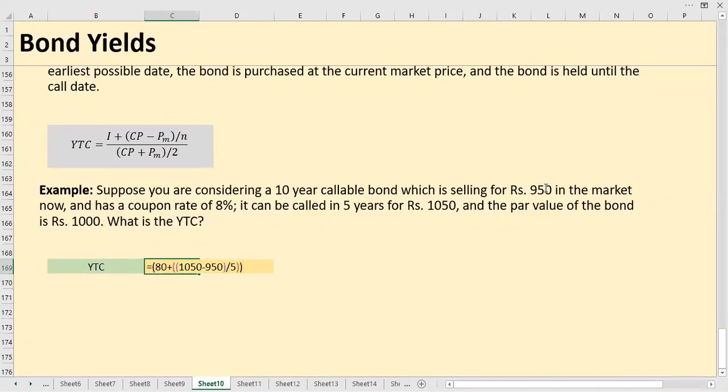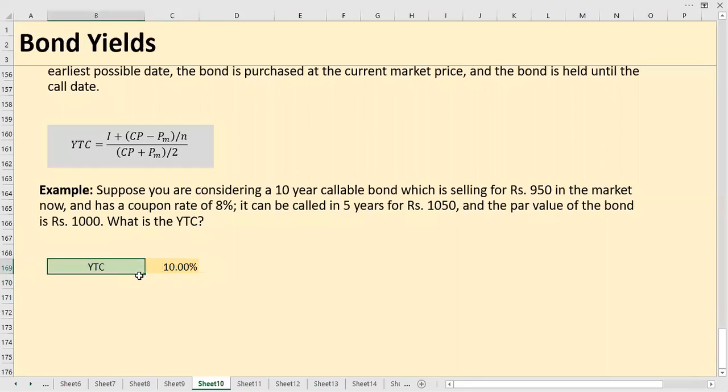Then I am going to divide this by 1,050, that is the call price, plus the market price, that is 950, divided by 2. So that's it. I'm going to hit enter. So you get the value, it is 10%. So your yield to call value, YTC, is 10%.